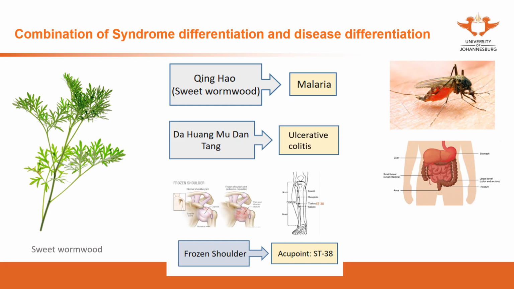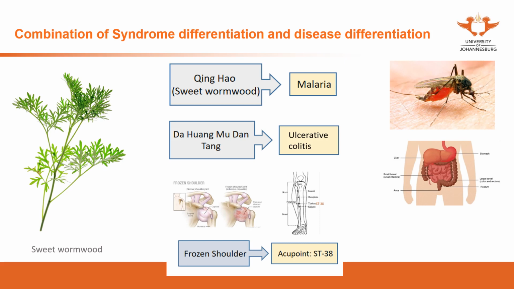Apart from the symptom differentiation and treatment variation, sometimes we also treat based on the diseases. Although we don't use this often, it's true that we also use, for instance, the sweet wormwood or qinghao for malaria treatment, or daihuang mudan tang, which is one of the herbal medicine formulas we use for ulcerative colitis, the inflammation in the colon.